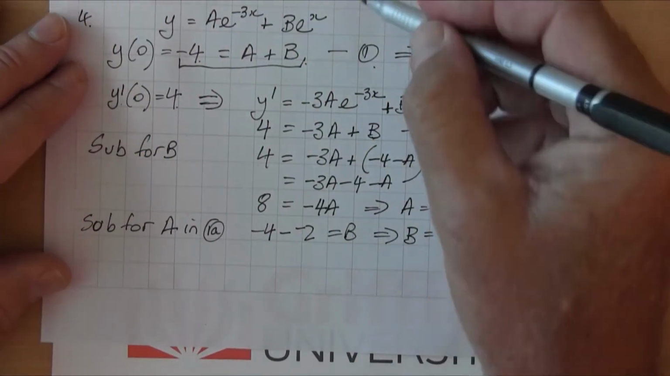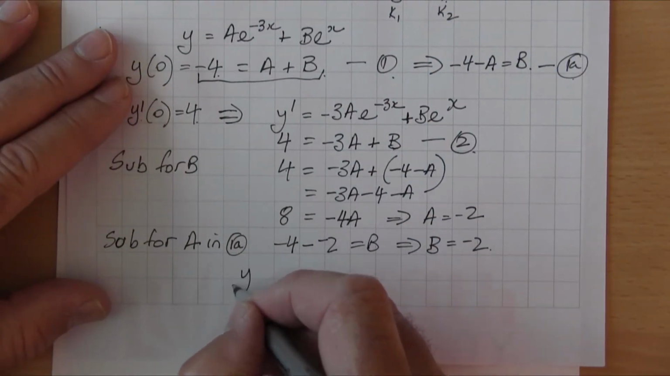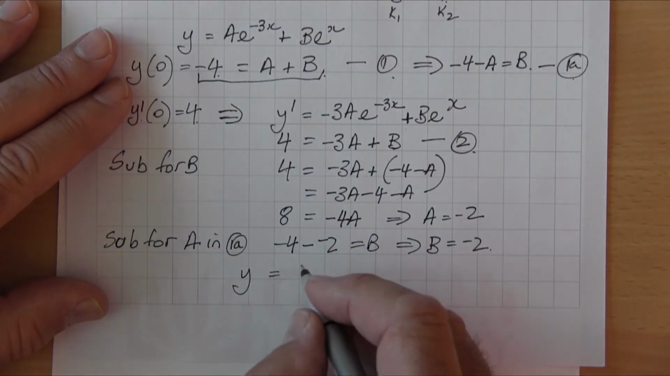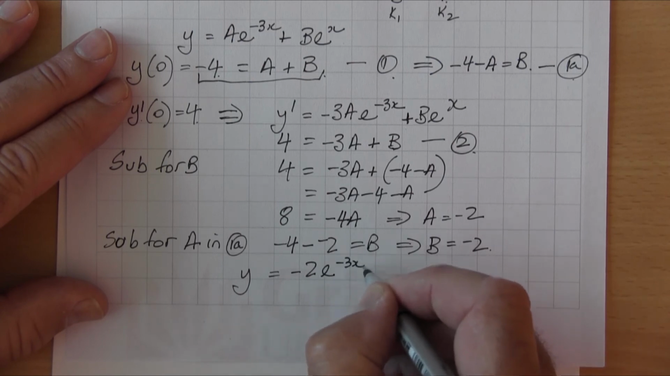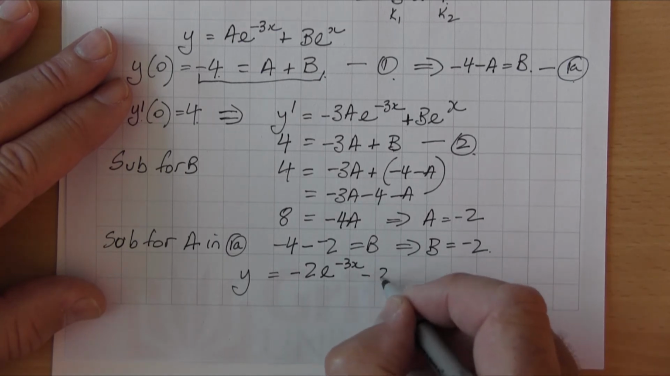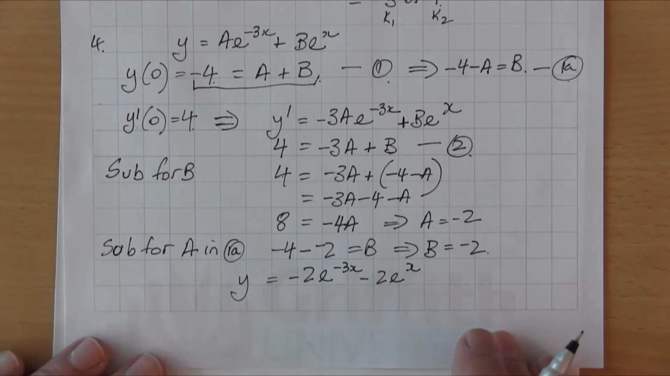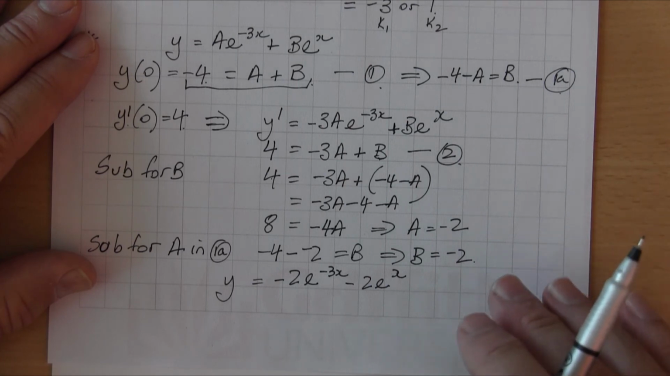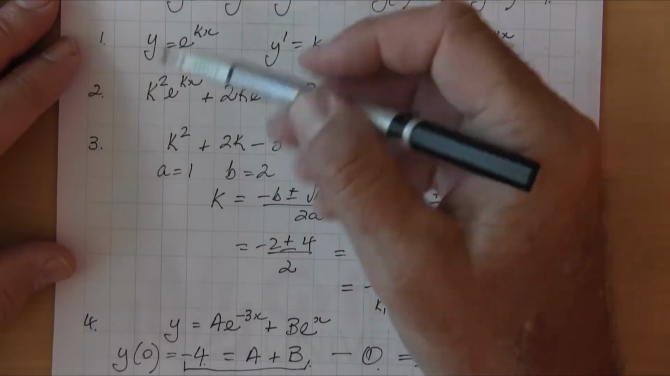So now we can state our solution up here, and we get y equals, instead of that a up here, we've got -2 e to the -3x. And that b up there, we've also got -2, so that's -2 e to the x. And there is our solution to that differential equation. So just go back up the template.